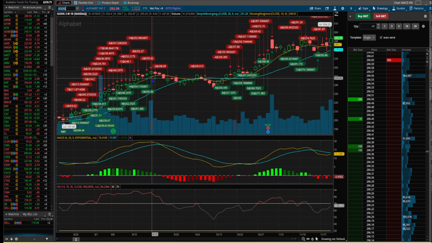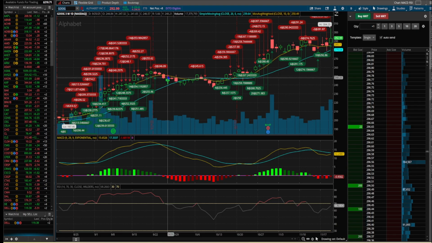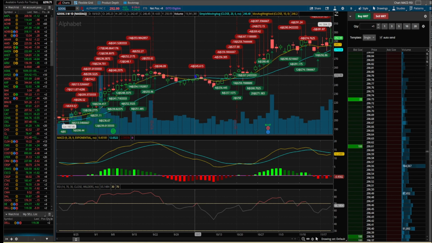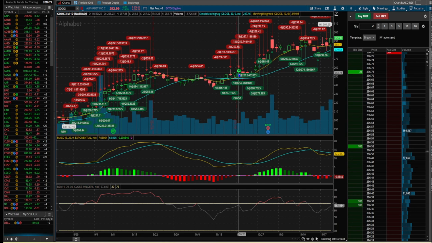So right here, I would have sold Google because we had price cross below the fast moving average. And then we had price cross and stay below the slow moving average. And then it crossed back up. I would have bought here, and then it crossed back down. And then not only did it cross back above the fast moving average and the slow moving average, it crossed back down. And then I would have bought back in over here.